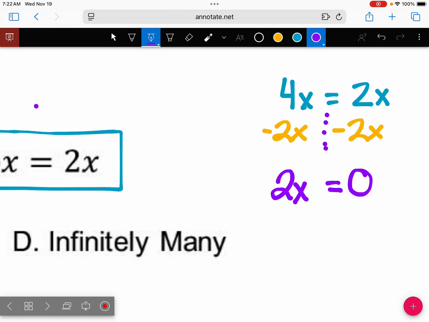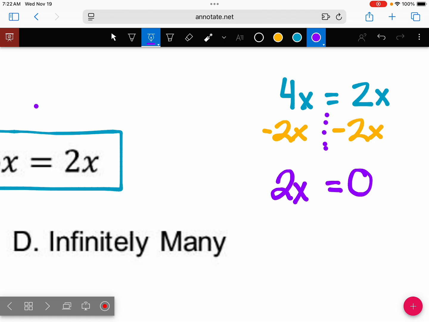0. Is 0 a number? How many numbers is 0? It is one number. 0 is a number. If x equals 0, 0 is our solution. If my x's cancel out, that is when we would have 0 equals 0. So if this wasn't 4x, but this was 2x, that's when we would have an infinitely many situation.